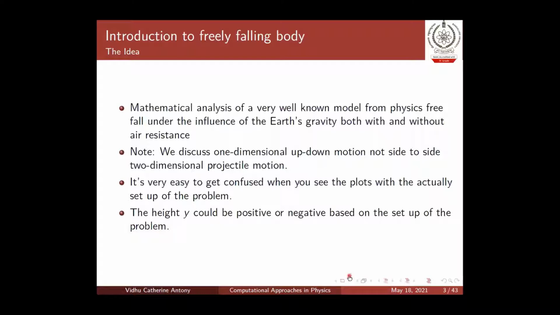Now, the height y could be positive or negative based on the setup of the problem. So I'm going to give you 6 different setups, and this should help you solve every problem that you come across. If you do get a question like that in your paper, it's a difficult question. You do not usually get such questions, but I'm just covering all the aspects of the topic.